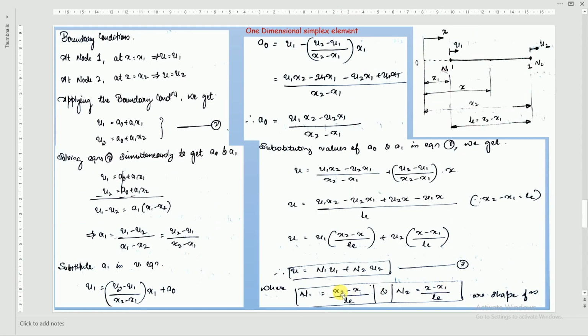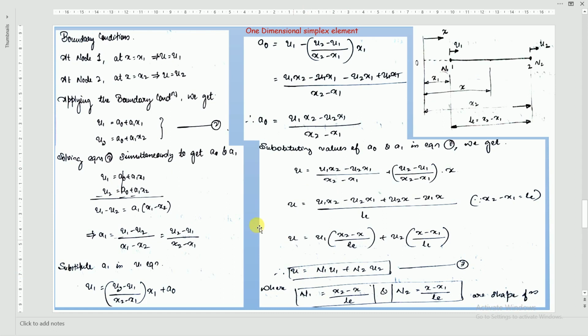You will be knowing what is x1 and x2. Now if you are asked to find out at distance x, any value x, what is the value of u, you can easily find out. This is how you derive the shape functions. Even for the 2D case also you will derive it in this fashion only.